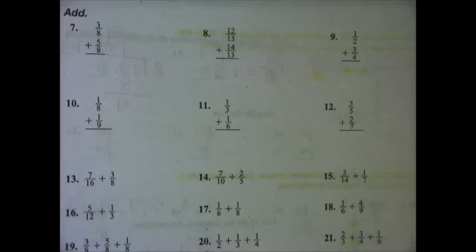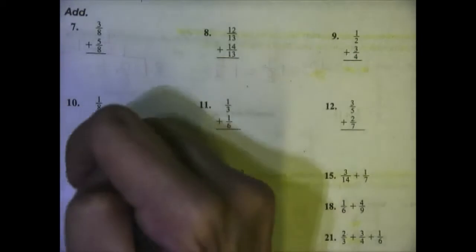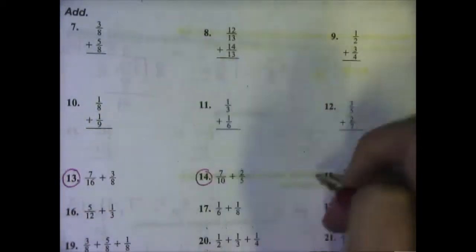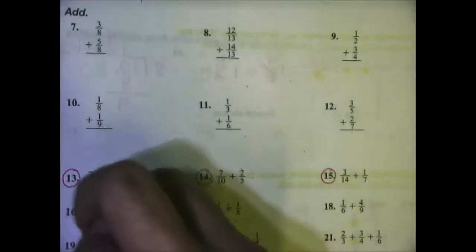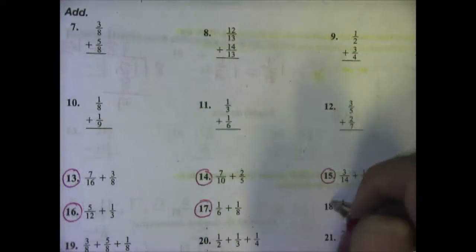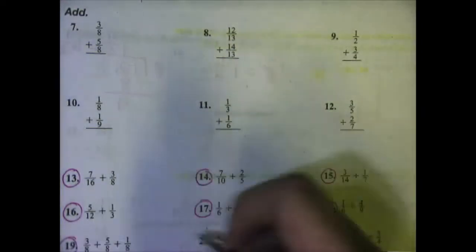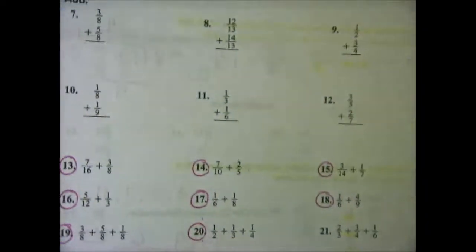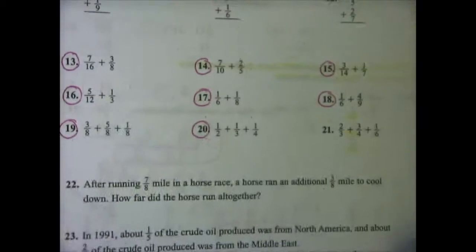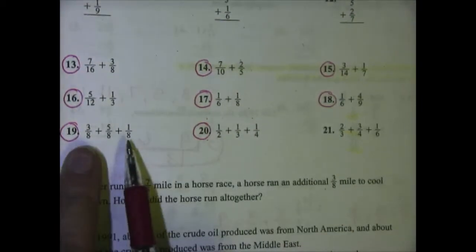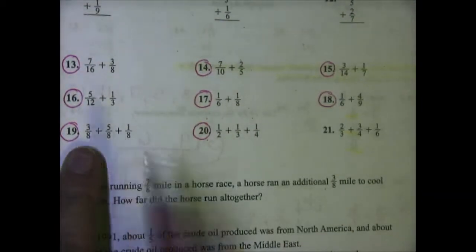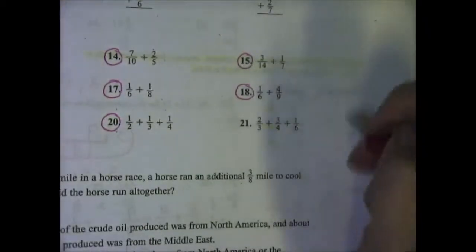So I'm going to ask you to do certain problems for yourselves. I want you to do 13, 14, 15, 16, 17, 18, 19, and 20. Now notice that 19 and 20 have 3 fractions, which is okay with 19 because they're already like denominators. But for 20, we need to find a common denominator.